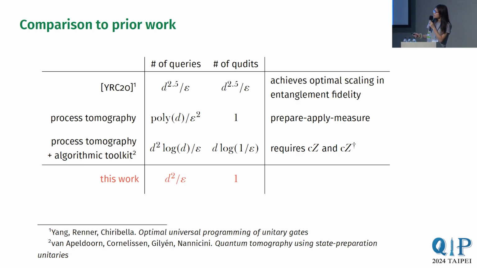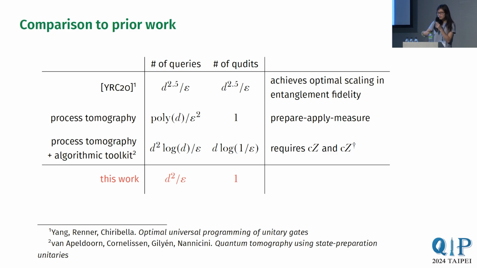The other typical way to solve this problem is using some process tomography technique. I'm going to cover it a little bit more, but basically you prepare a state, you apply your black box, your oracle, and then you measure. You do this a bunch of times, and then you use this to get your estimate. This gives you a 1/epsilon squared scaling, but it is only using one qubit.